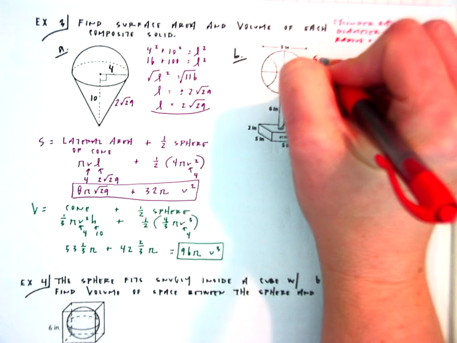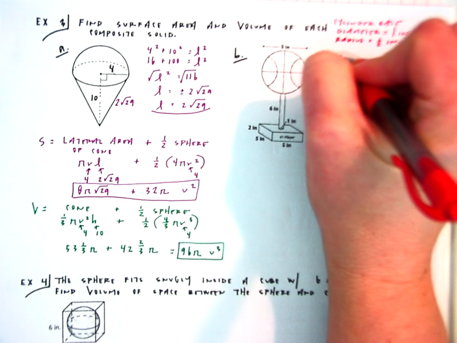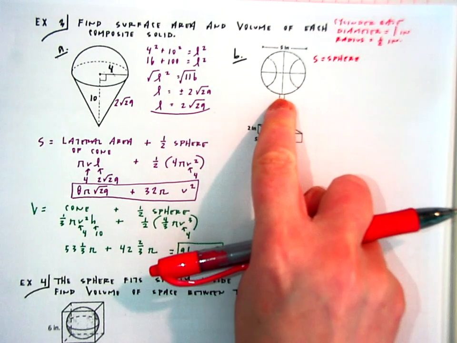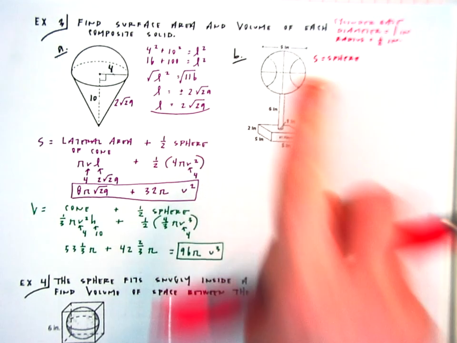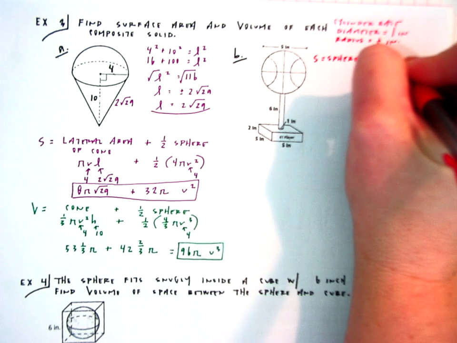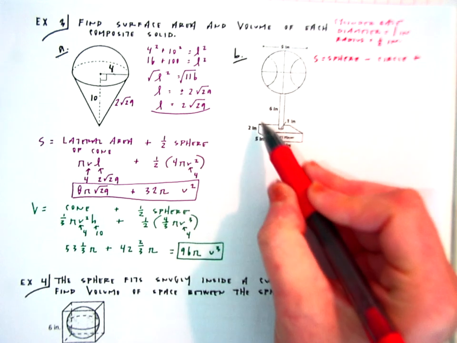So surface area in total. We start with the sphere. Find the total surface area of the sphere. Let's take out that circle that was the top of the cylinder. So minus 1 circle. I'm just going to write it like that. And then I have to add back in just the lateral area of the cylinder.